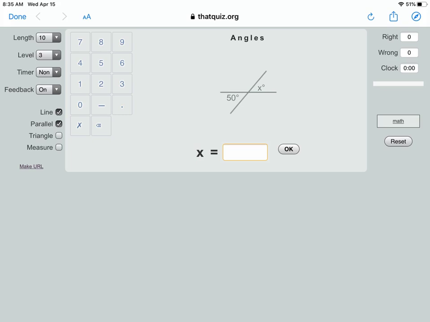If you come across a picture like this, where they're right across from each other, these are called vertical angles, and vertical angles are congruent. So that one's 50.